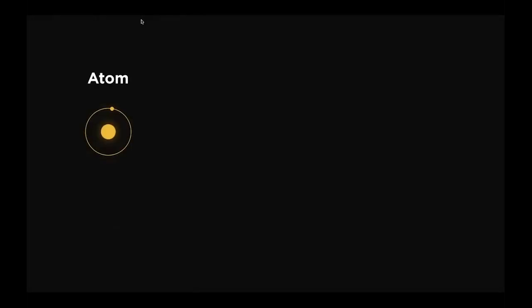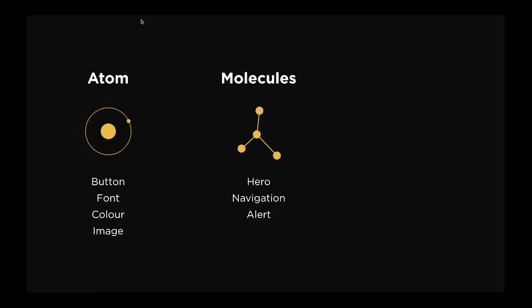So the terminology borrows itself from biology, and you've probably heard these kinds of terminologies before at school. And if I break them down into web terms for you, if we take an atom, for example, that's looking at the smallest element on a website, and it can only be affected by itself. So it's something like a button, a font, or a color, or maybe an image. Now, if you take 2 atoms and you combine them together, we create what's called a molecule. And a molecule can then start to consist of a hero, a navigation, or an alert. And again, it's still reusable and it's still nestable.